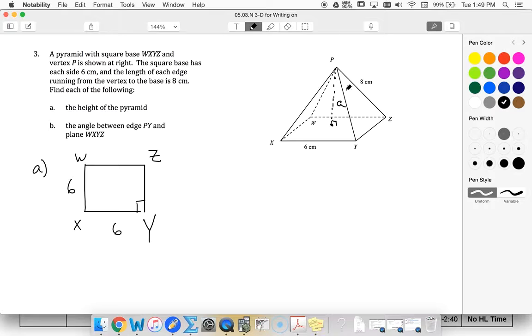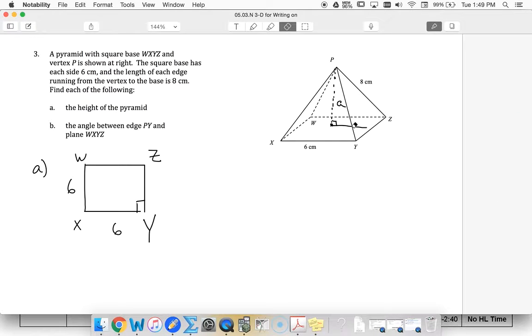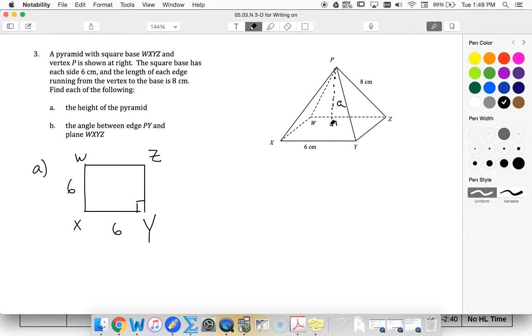So I could use the line I was just showing. So I could make my triangle this way. That's one option. I could also connect, since I already know that this is 8, I could connect this way as well. And I also have a right angle here. So either way is going to work. I'm going to go with this one. So this part is half of my WY.